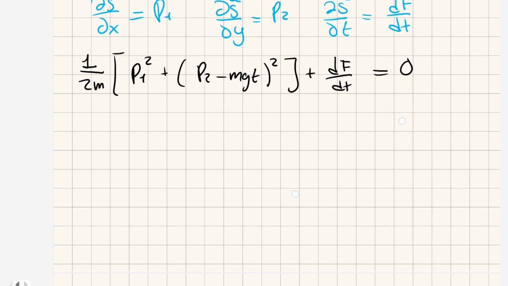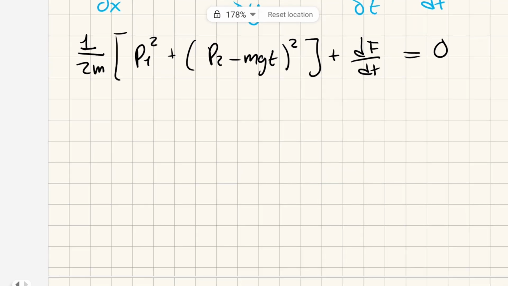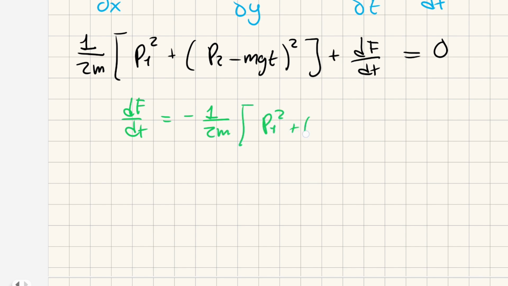Okay, so with this we can see that we have a differential equation for the function f, that is our variable, and it only depends on the time. So this is a very easy to solve differential equation. We can see here that the derivative of f with respect to time is going to be minus 1 divided by 2m times (p1 squared plus (p2 minus mgt) squared), like this.